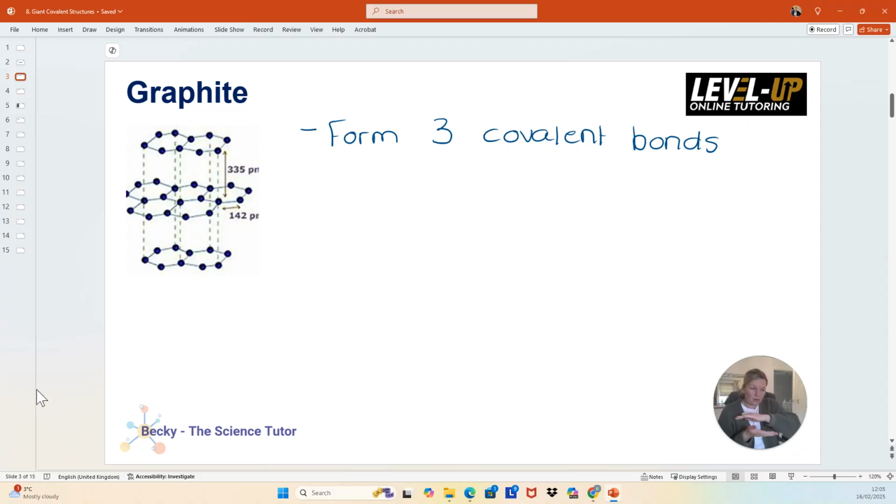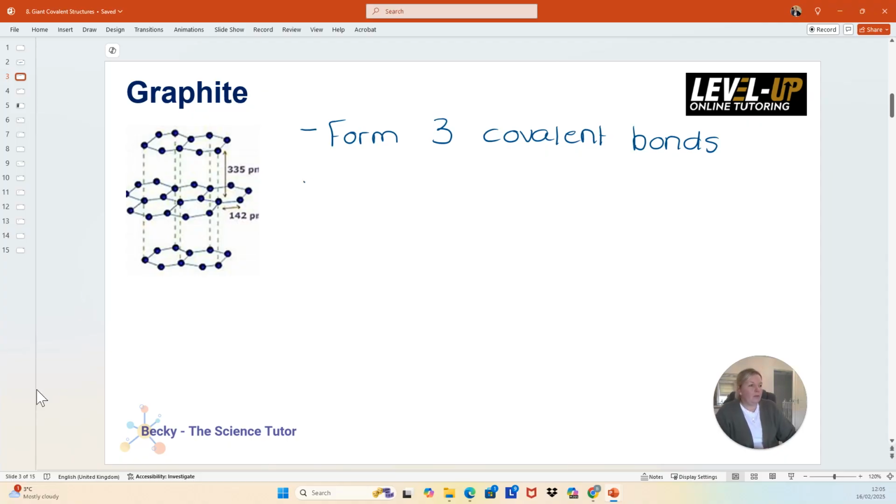Because those layers, when you run your pencil across the paper, essentially what you're doing is you're rubbing the layers of the graphite off the end of your pencil, and it's leaving those layers behind on your paper, and that's why you see the mark, the trace that you've left.